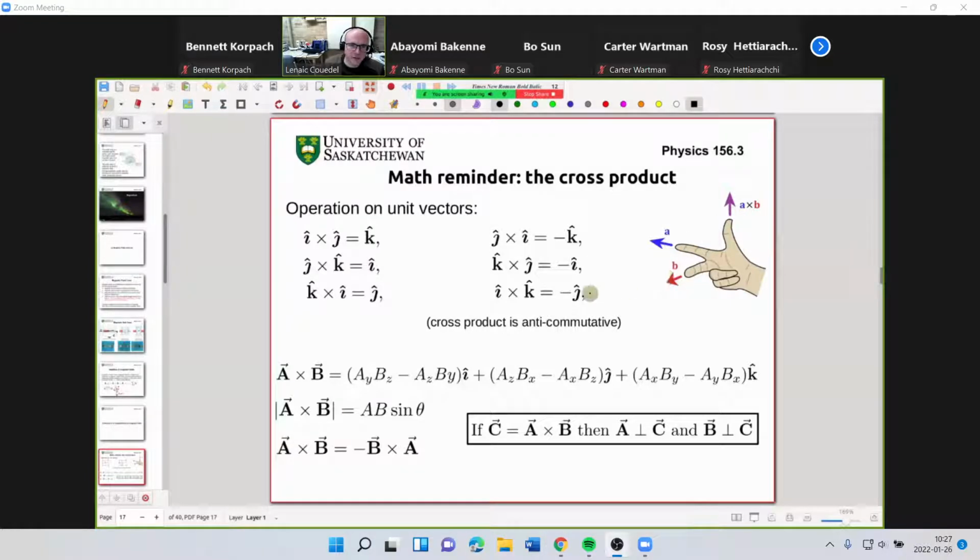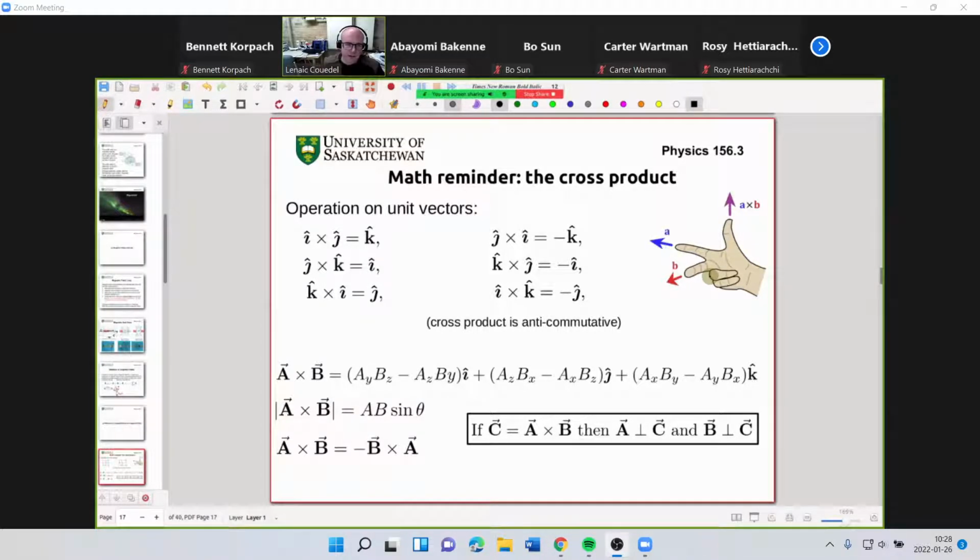If you make the operation on unit vectors, the Cartesian basis, then i hat cross j hat will give you k hat, j hat cross k hat will give you i hat, and k hat cross i hat will give you j hat. If you reverse the operation, you end up with a minus sign because the cross product is anti-commutative. You can just find this by playing with your right hand, and you see that if you reverse the operation, you obtain the reverse vector.